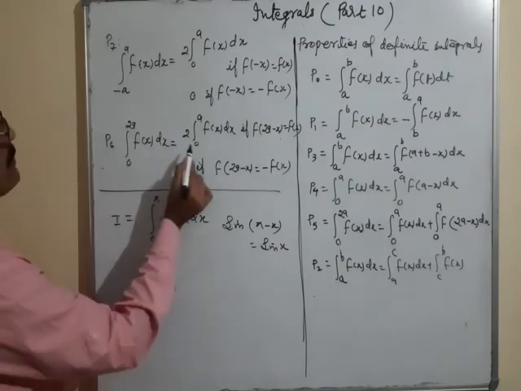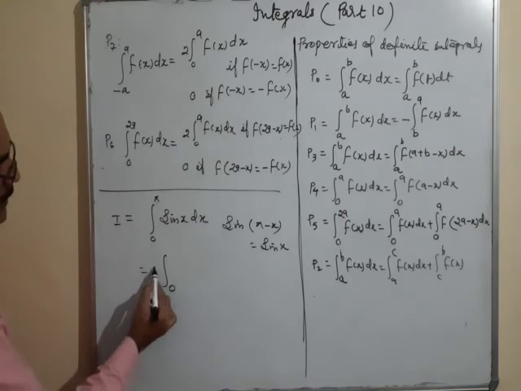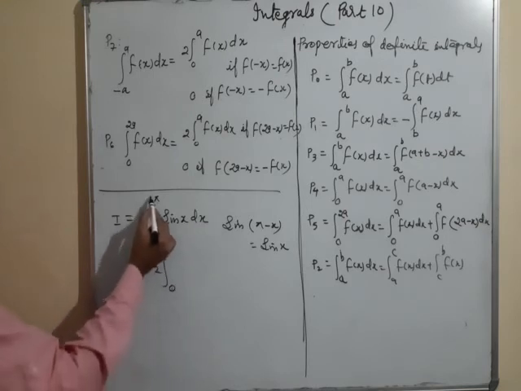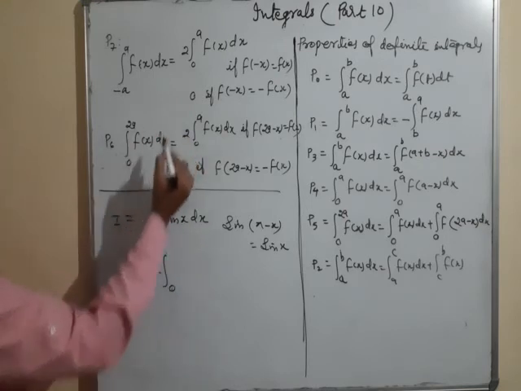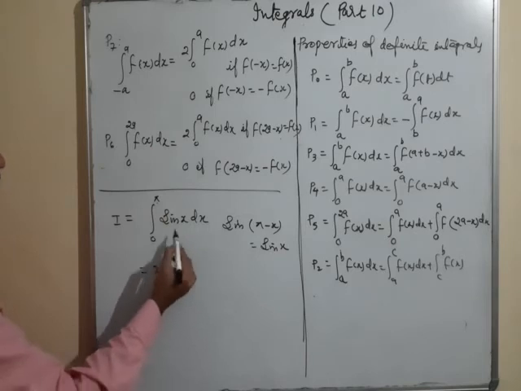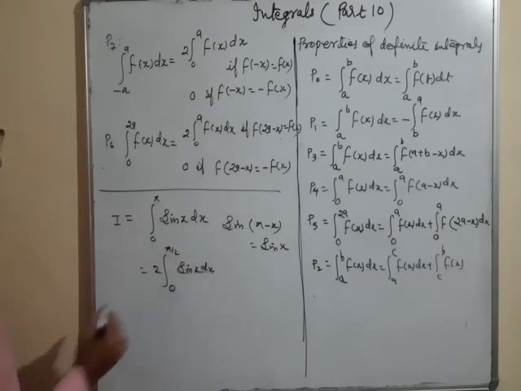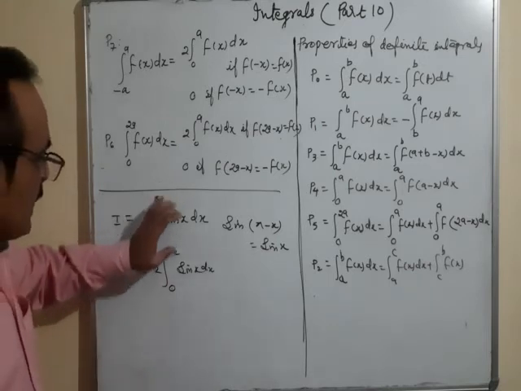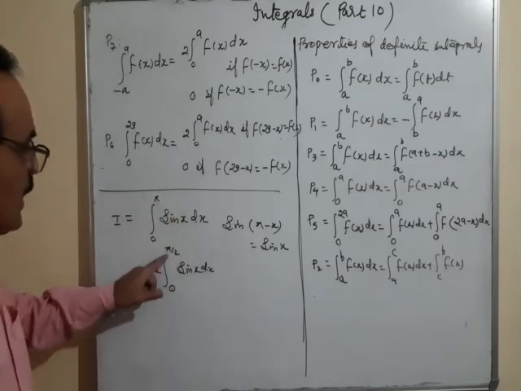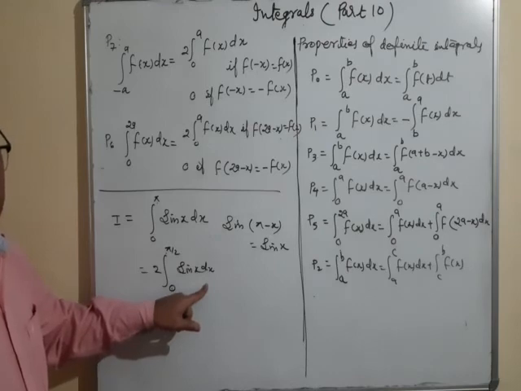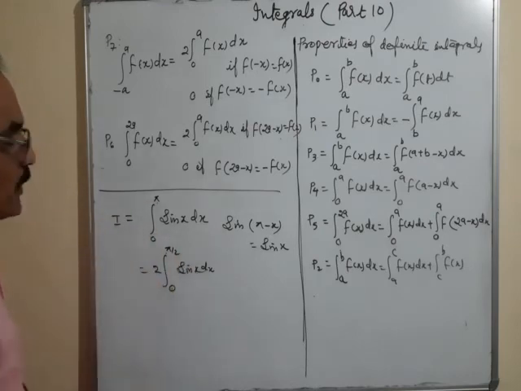So this can be written with 2 outside, the limit 0 to half of 2a, so half of pi, that is pi by 2. And I can write here sine x dx. Okay. So this can be written in the form of 0 to pi by 2 sine x dx, times 2. Right. That is one example of it.